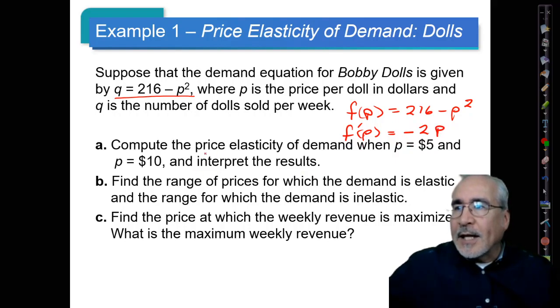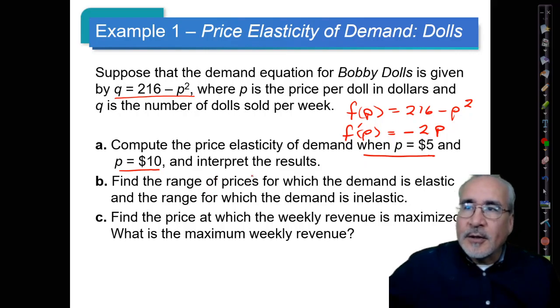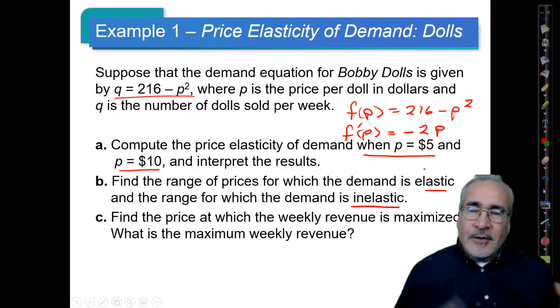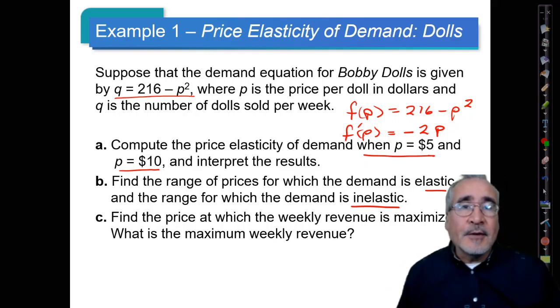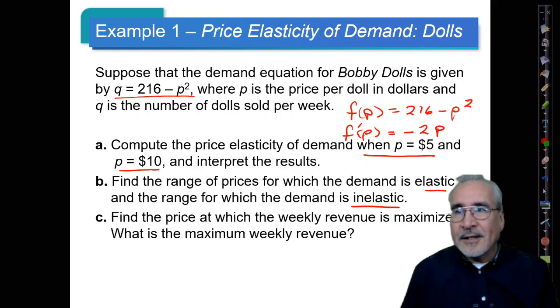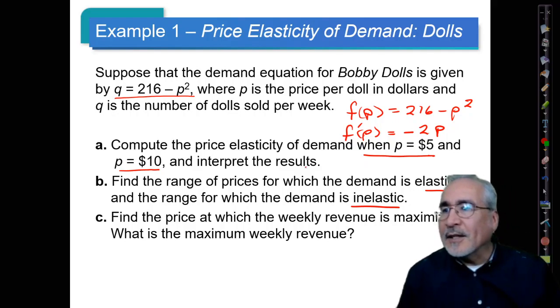Compute the price elasticity of the demand when p equals 5 and when p equals 10. Interpret the results. Find the range of prices for which the demand is elastic. Find the range of prices for which the demand is inelastic. So we'll test those two, and if we can find the one that is unit elastic, anything above that is elastic, and anything below that is inelastic.